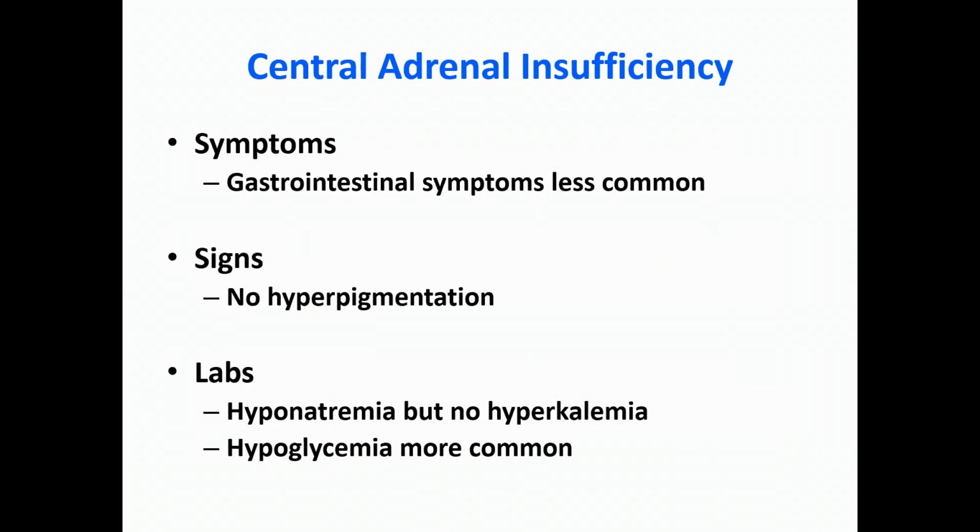A few slides ago, I put up the signs and symptoms of primary adrenal insufficiency, and I didn't repeat them all here, but I just wanted to contrast how central or secondary adrenal insufficiency is different. First, the GI symptoms tend to be less common. In terms of signs, the patient would not have hyperpigmentation. And in terms of labs, you would have hyponatremia, but you would not have hyperkalemia since the aldosterone is still intact, and hypoglycemia is potentially more common.